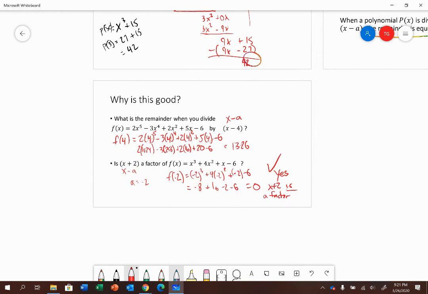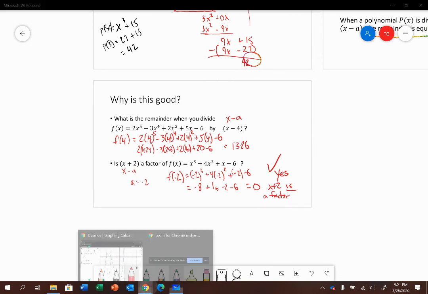So that is polynomial long division and the factor and remainder theorems.